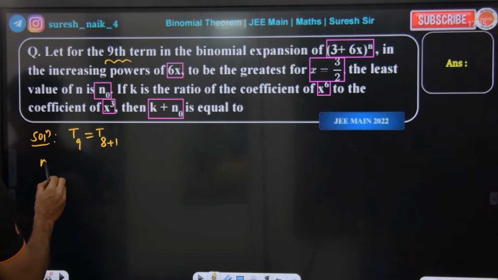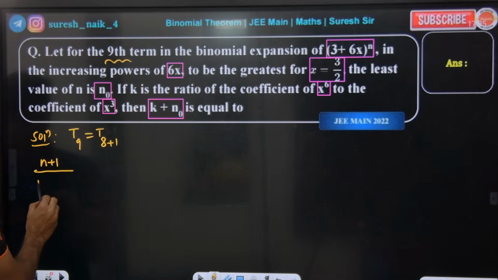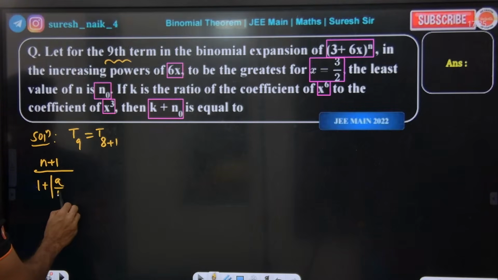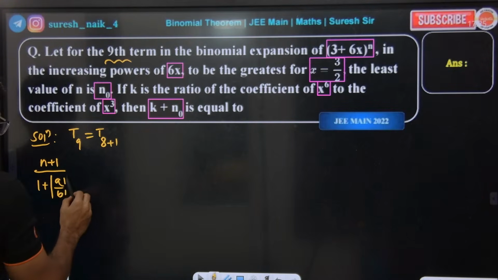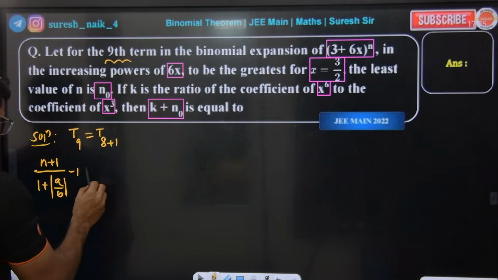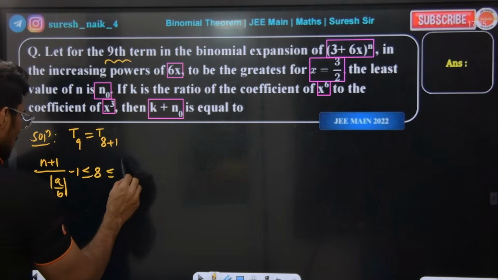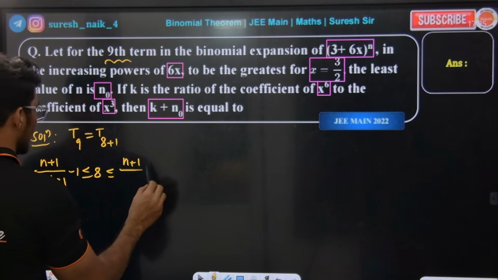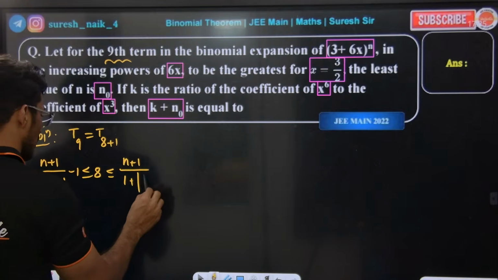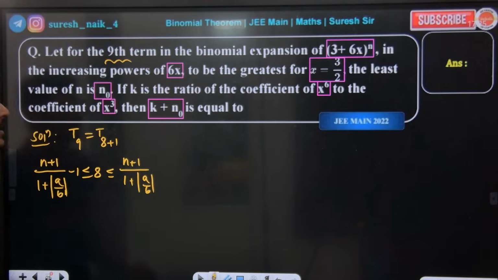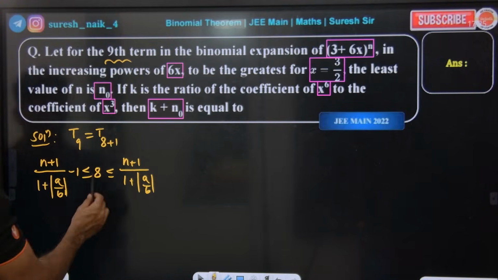Firstly, I will be finding this formula. I'll use the formula (n+1)/(1+|a/b|) − 1 ≤ α ≤ (n+1)/(1+|a/b|). Okay, wow. What is the a value, b value? Pari? The a value is 3 here basically.